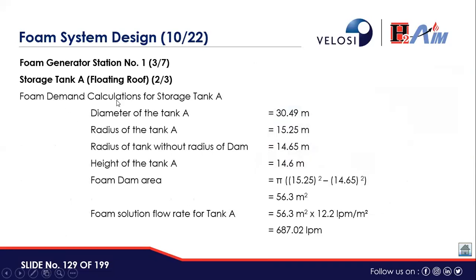So the foam demand calculation for this tank, the floating roof tank: the diameter of the tank is 30 meters, radius is 15. The radius of the tank without the radius of the dam is 14.65. Height of the tank is 14.6 meters. Foam dam area is calculated with the help of this formula, and the foam solution flow rate for tank A can be calculated by this formula.